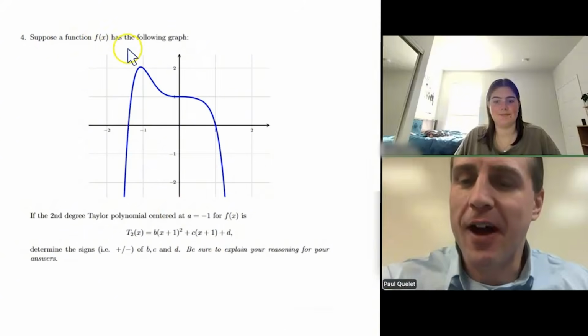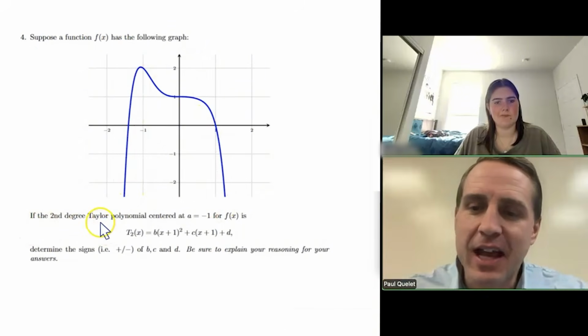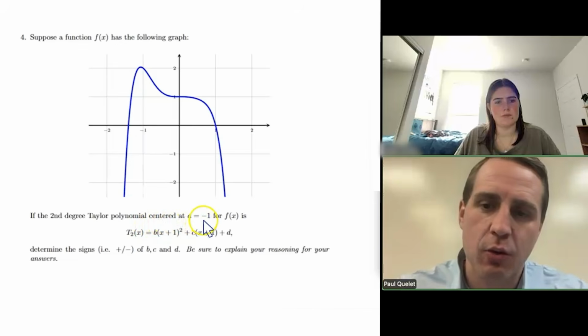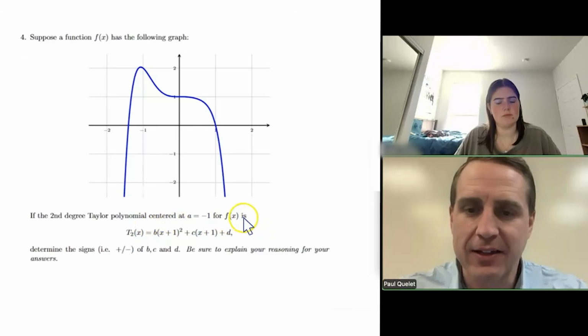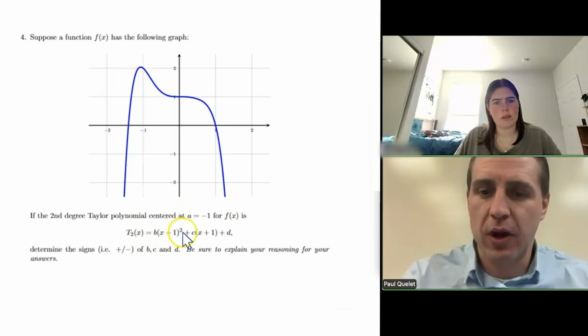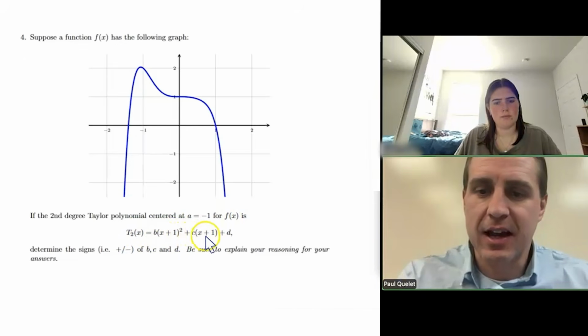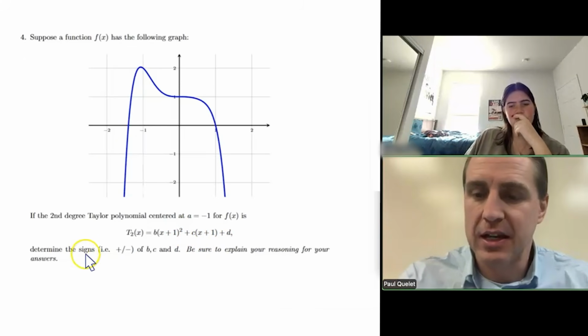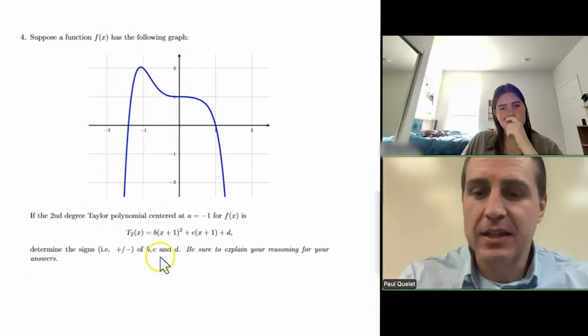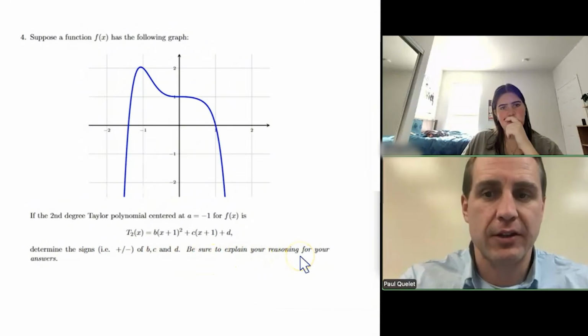Suppose a function f of x has the following graph. If the second degree Taylor polynomial centered at a equals -1 for f of x is T2 of x equals b times (x plus 1) squared plus c times (x plus 1) plus d, determine the signs, that is positive or negative, of b, c, and d. Be sure to explain your reasoning for your answers.